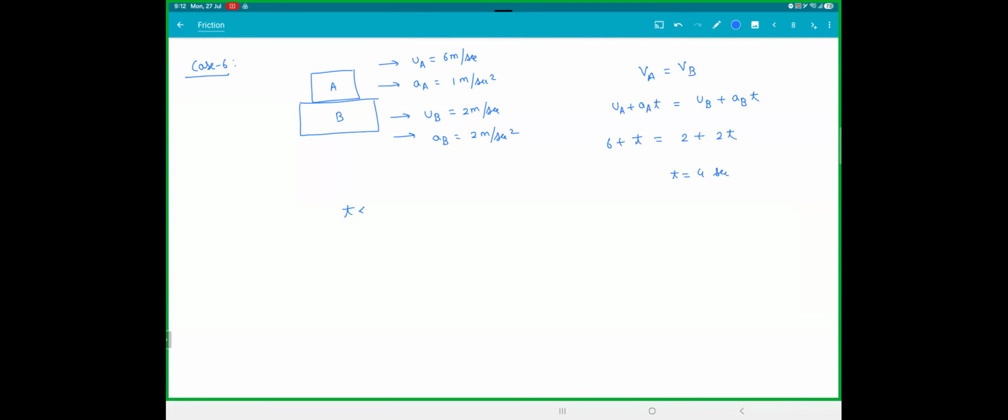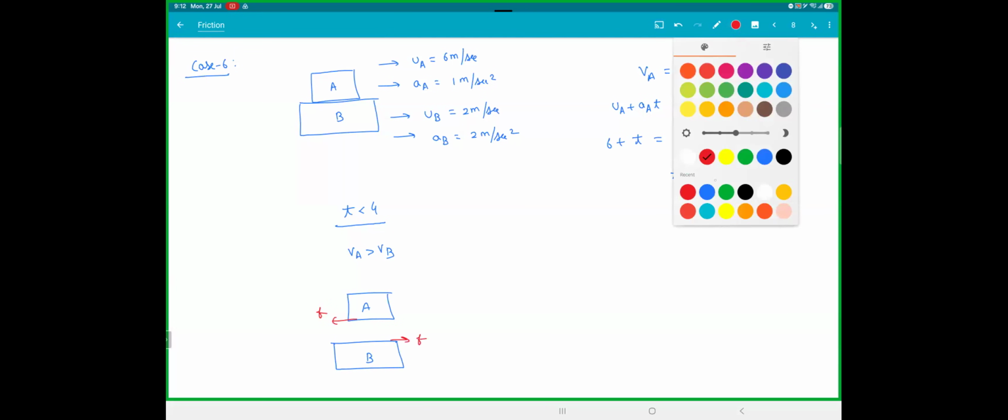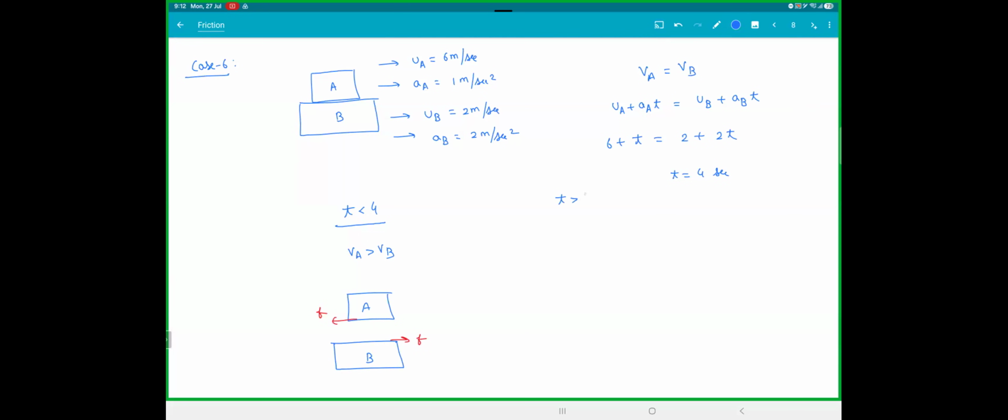That means at T less than 4, A is still going faster than B. So the friction will say, oh, A is going faster, B is going slower, so I will oppose this guy A and I will support B. At T equal to 4 seconds, momentarily you will get a 0 there, but the moment you go past this, speed of B becomes greater than A. Friction doesn't care. Friction has only one job in life. It will say, now B is going faster. I will oppose B and I'll support A. So you have a friction which is changing with time.